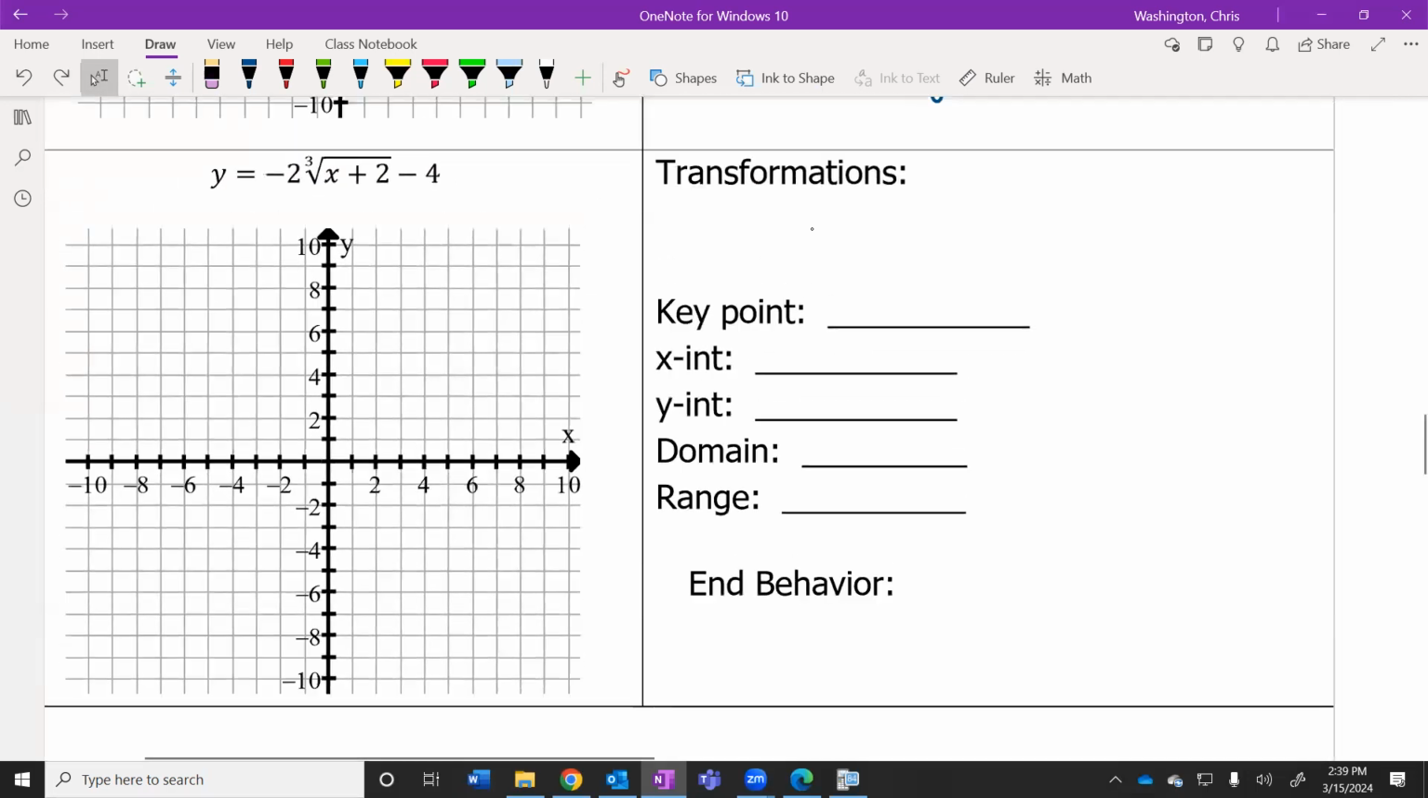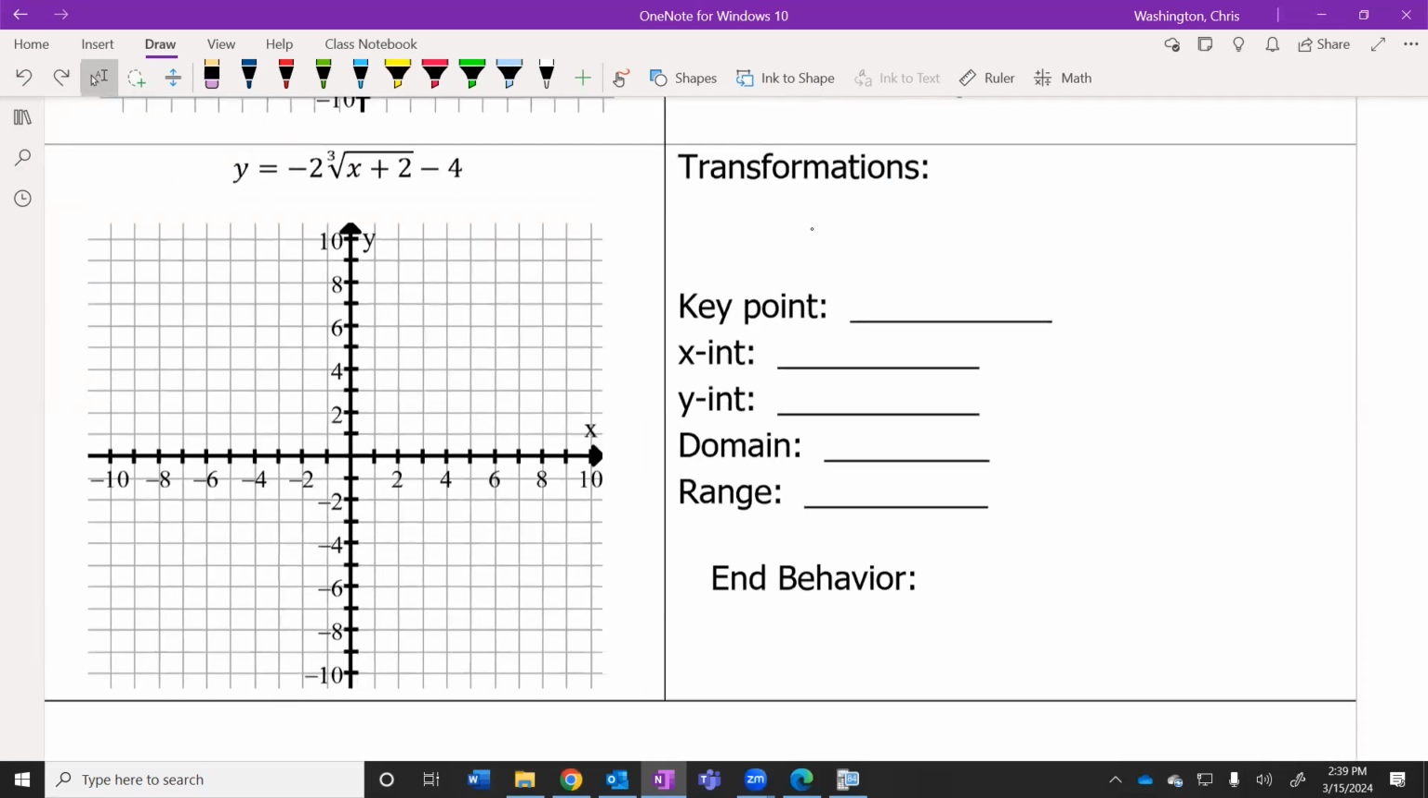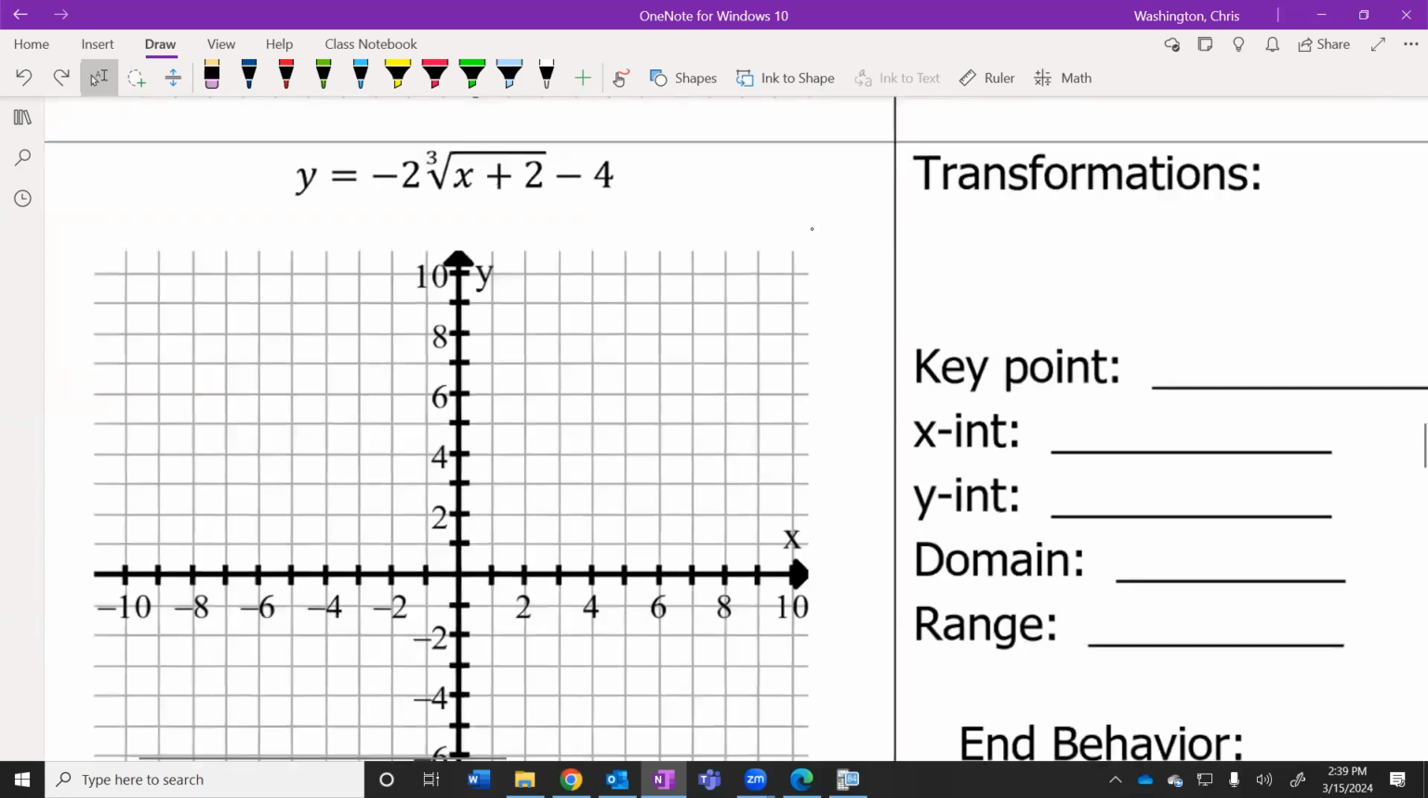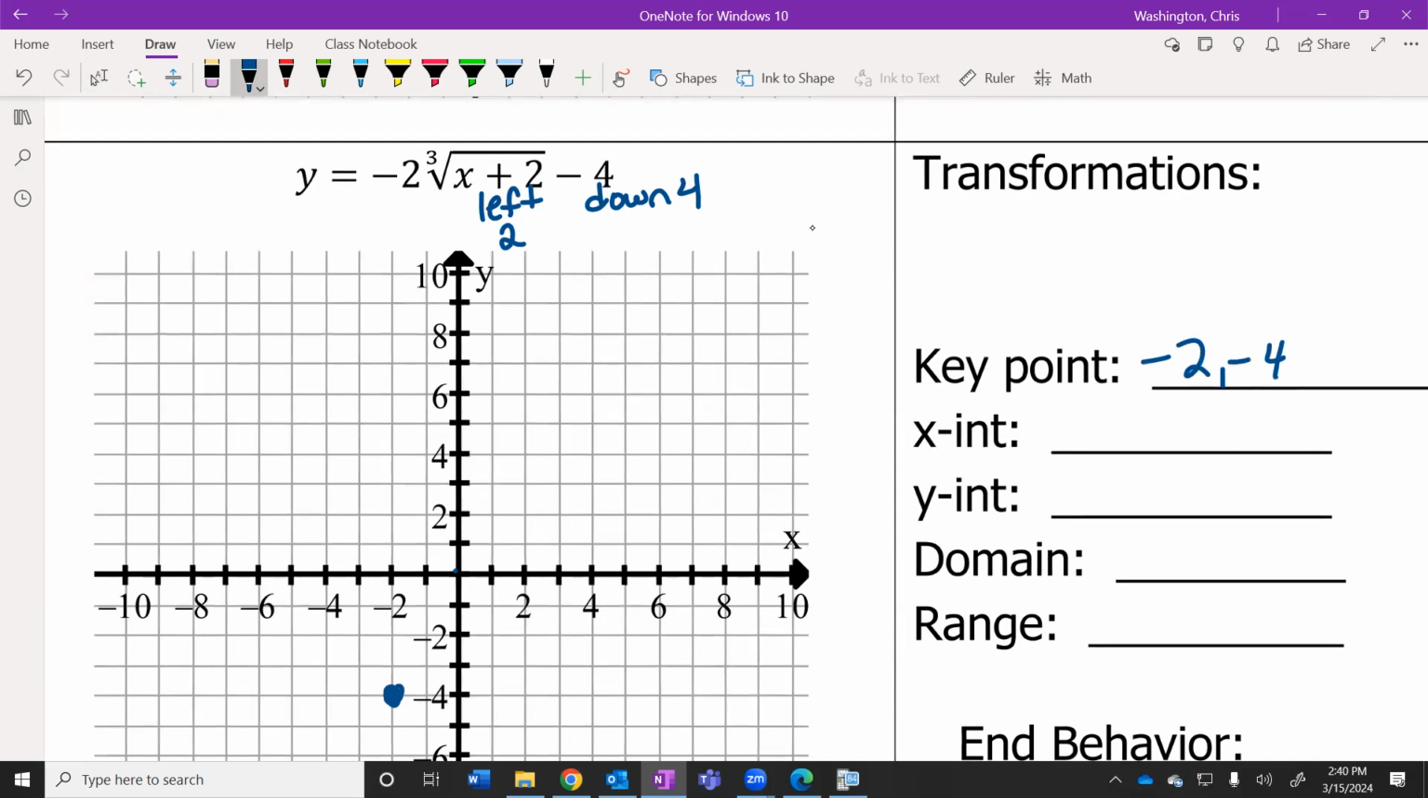All right, last graph today. I'm going to skip the x and y intercepts for this one. The +2 is going to move us to the left 2. The -4 is going to move us down 4. So that's the first point that I'm going to put on my graph. Left 2, down 4, starting at the origin. That point is not affected by our stretch, our shrink, or our reflection.